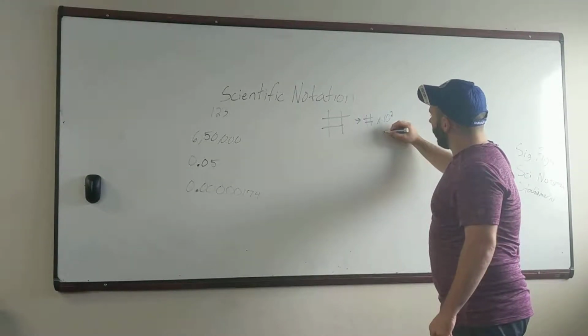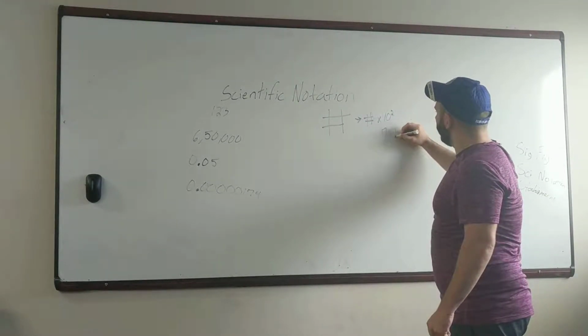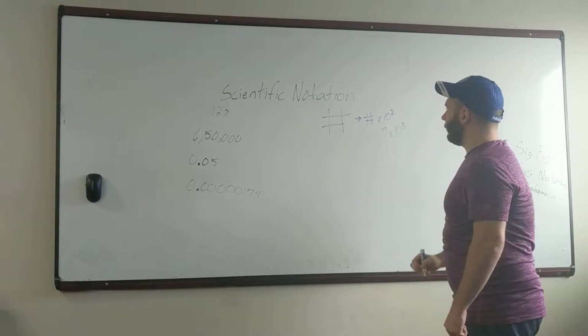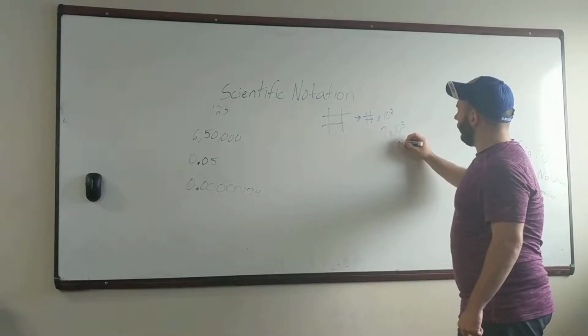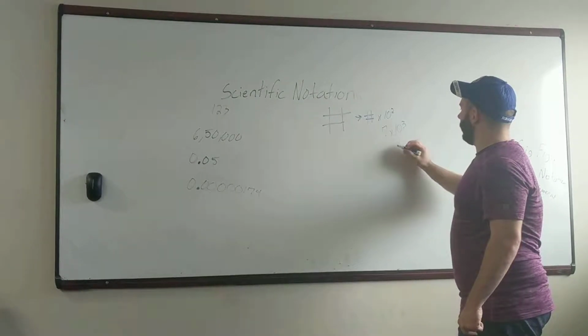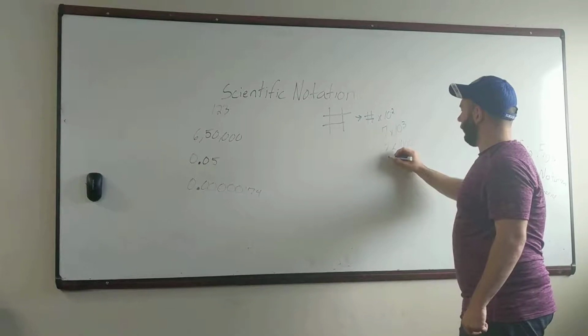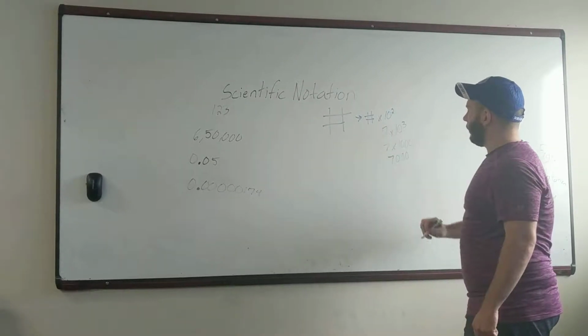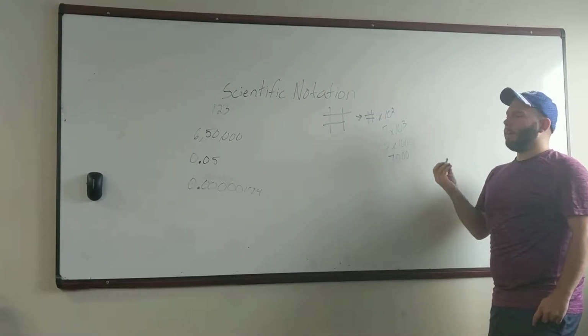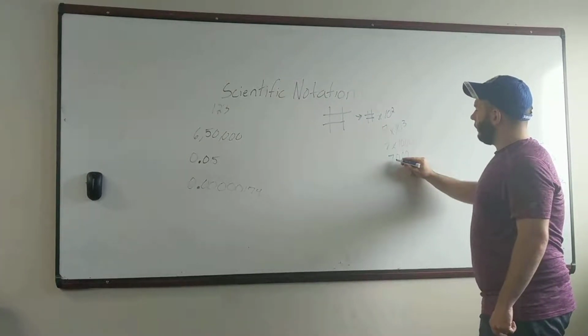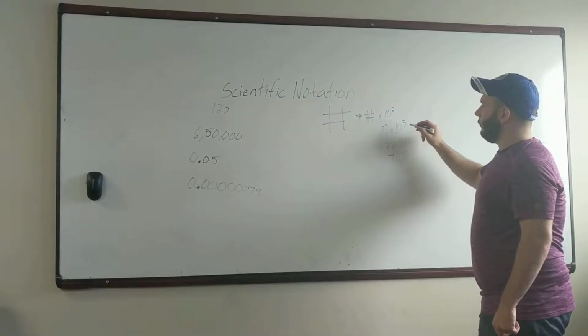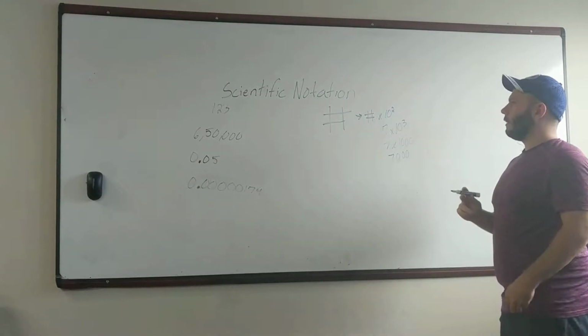So we have the number 7 times 10 to the third power. What does that mean? Well, 10 to the third power is 1,000. So we have 7 times 1,000, or 7,000. Alternatively, we can write it another way. So we're going to go backwards. So we know that 7,000 is equal to 7 times 10 to the third power.